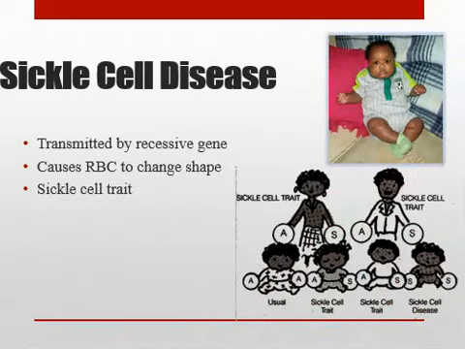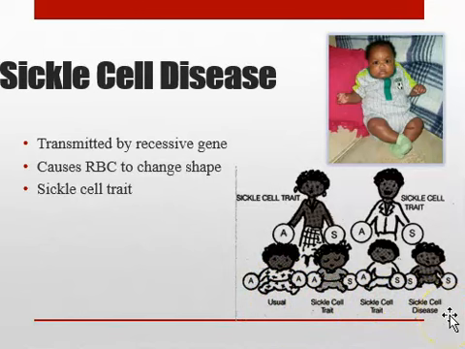It is transmitted by a recessive gene. So what that means is that two parents have to be a carrier to cause a child to have sickle cell disease. And you can see here, this is like one of those Punnett squares, right? So this one won't have any of the traits, this will have a trait, this will have a trait, this one will have the sickle cell disease.